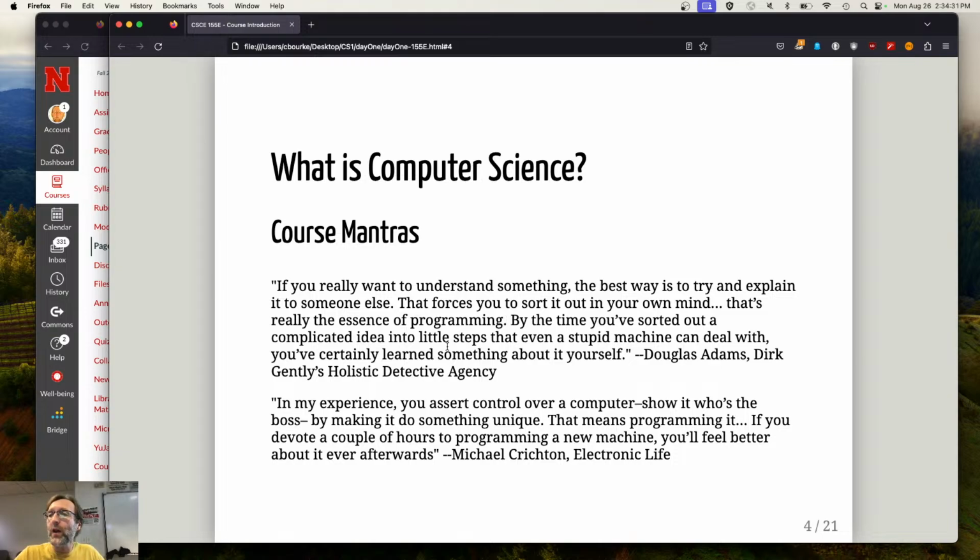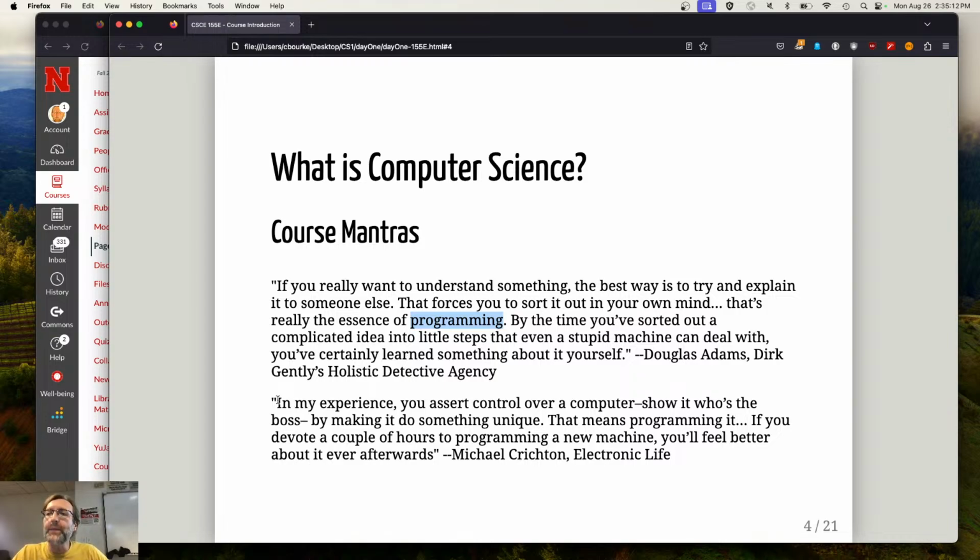By the time you've sorted out a complicated idea into small little steps that even a stupid machine can deal with, then you've certainly learned something about it yourself, right? And that is what programming is. That's what problem solving is more generally, because problem solving involves taking a big problem and splitting it down into smaller and smaller problems until it's so small that it's either trivial, right? You can solve it directly, or somebody has already solved that problem. Right? And that's what programming is. It's breaking a problem down into smaller and smaller chunks until you can break it down no further. The computer can add 2 numbers or something.